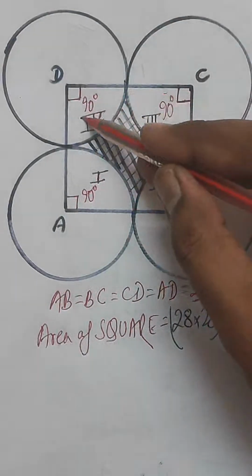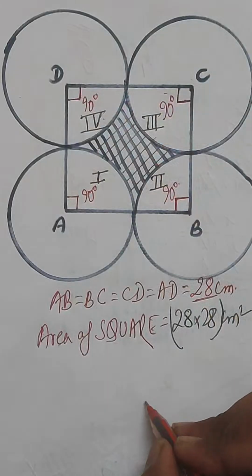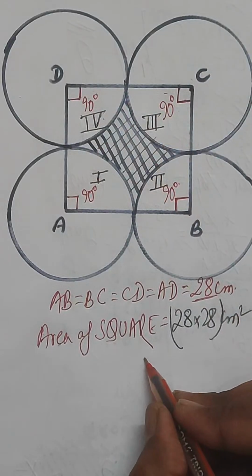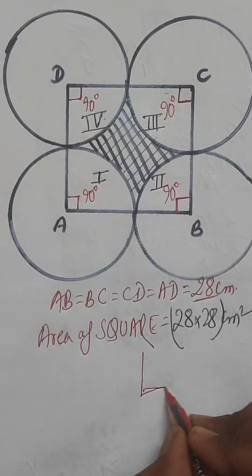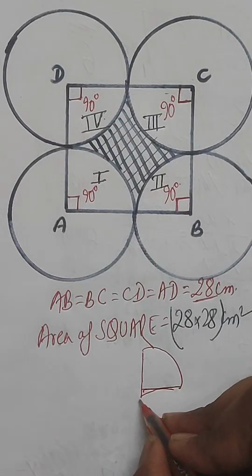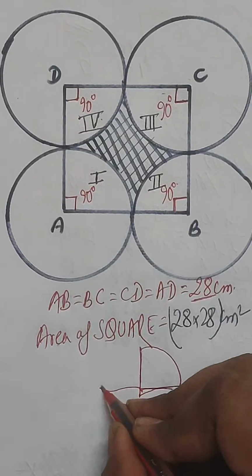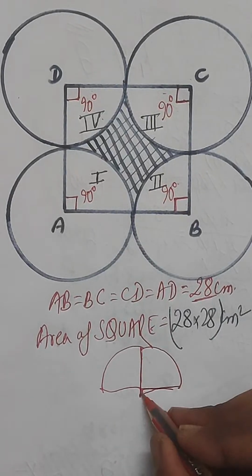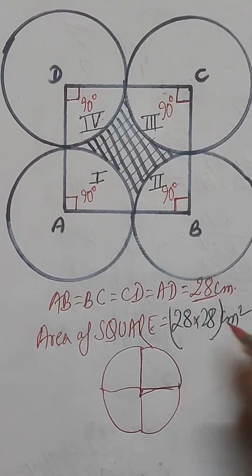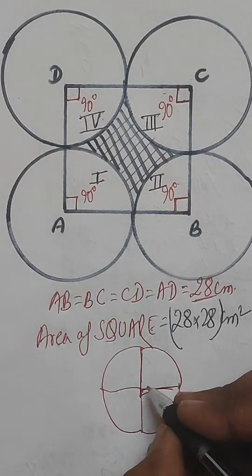So let us put all these four sectors together. One sector is kept like this, another sector is kept like this, the third sector is kept like this, and the fourth is kept like this. Then here you can see all this arrangement.